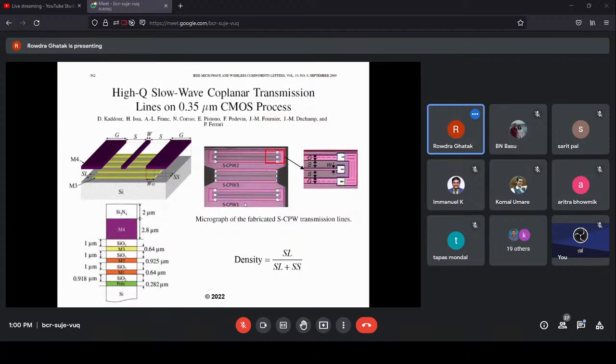And this is for a 35 nanometer CMOS process as CPW, which is providing the slow wave mode with the bad conductors being interdigitated. There are certain rows of conductors, and there is another of dimension SS, the slot cut on them.